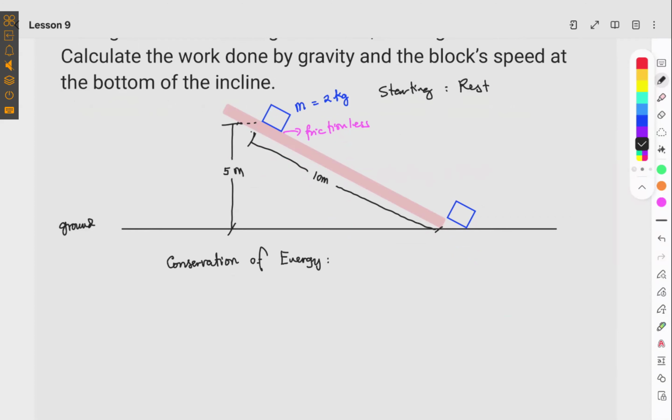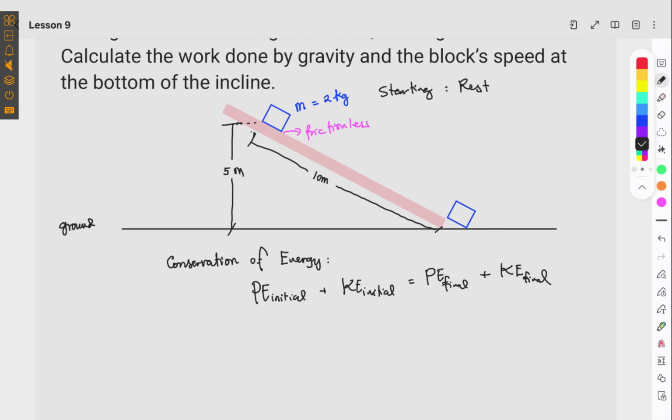Conservation of energy. The potential energy initial plus the kinetic energy initial should be equal to potential energy final and then plus kinetic energy final.